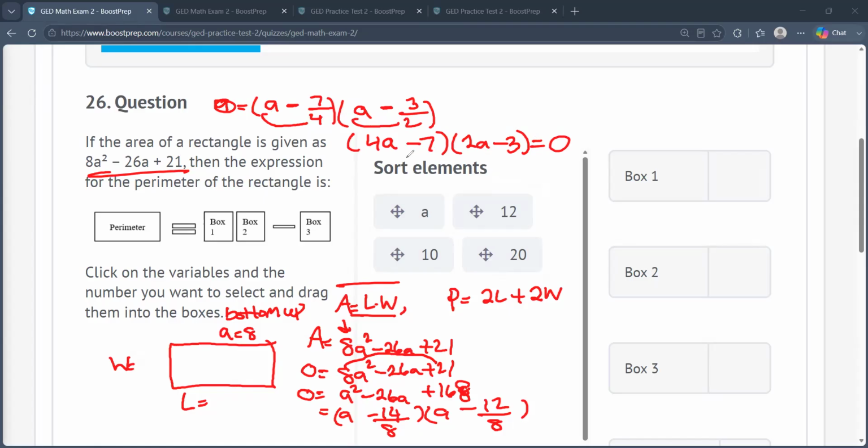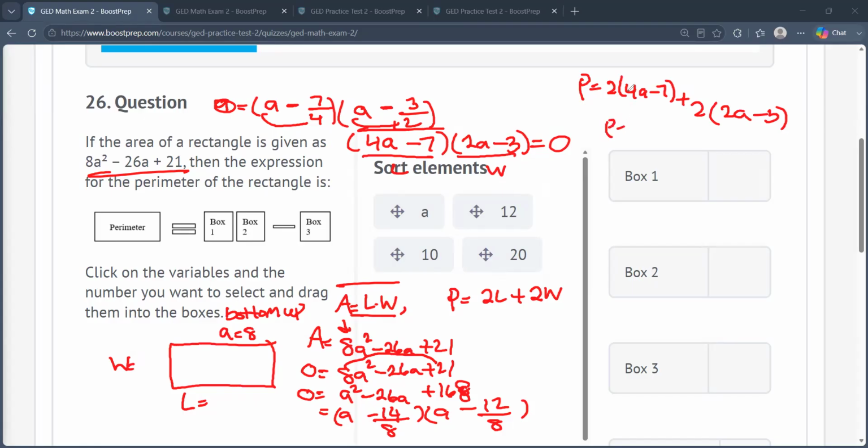Okay, so we factored this. The 4a minus 7 and the 2a minus 3 represent your length and width. So this 4a minus 7 is your length, and this 2a minus 3 is your width. Now let's find the perimeter. The perimeter is 2L plus 2W. So we said our L was 4a minus 7 plus 2W, which is 2a minus 3.